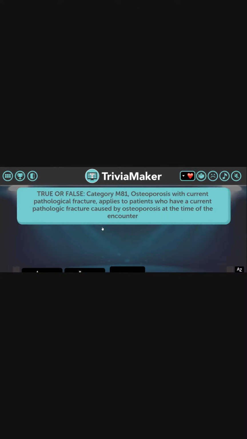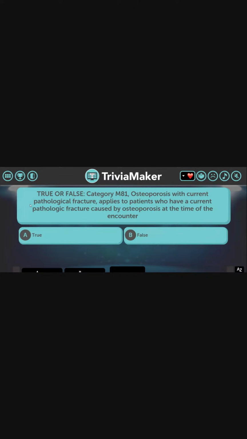So great work. Okay, let's move back to our chapter 13, diseases of the musculoskeletal system. Let's do a 200. Okay, so category M81, which is osteoporosis with current pathological fracture, applies to patients who have a current pathological fracture caused by osteoporosis at the time of the encounter. So, what is category M81? Is this going to be true or false? And then again, this is going to be from our chapter 13. So if you're looking for the guideline in there, it'll be located in there.